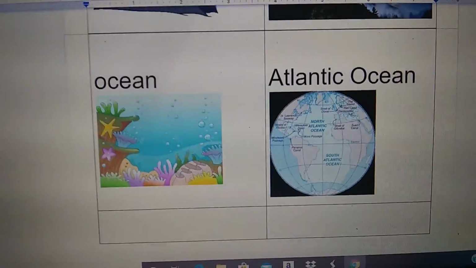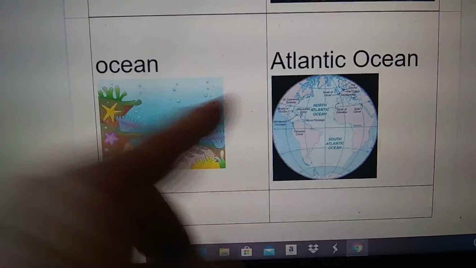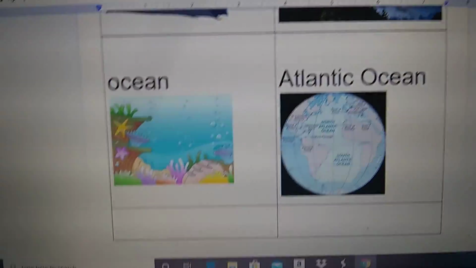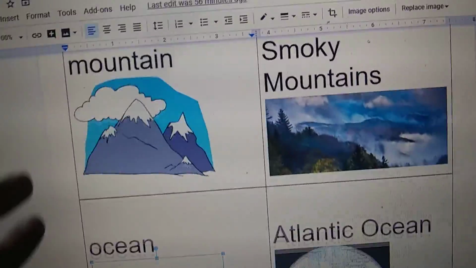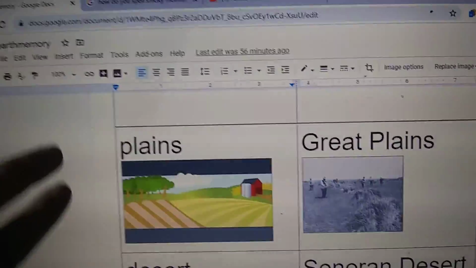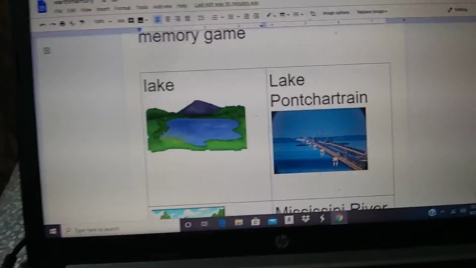Ocean, Atlantic Ocean. If I'm just talking about the oceans, I can just use the lowercase. If I name the ocean, I have to capitalize. Uppercase A, uppercase O. Now I have those cut out, and we're going to play memory with them in just a minute so you can be familiar with the words.